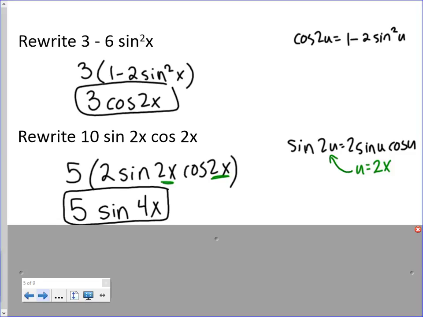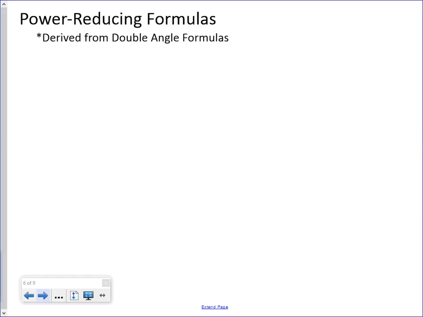Okay, now we have another set of formulas. They are called power reducing formulas. So we're going to look at the power reducing formulas next. Power reducing formulas come mainly from the double angle formulas. So we got the double angle formulas from the sum and difference formulas. Now we can get something called power reducing formulas from those double angle formulas.